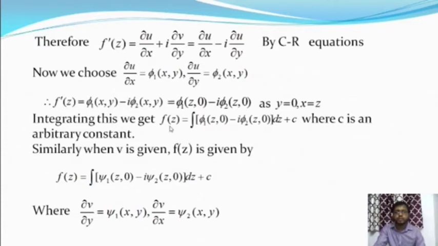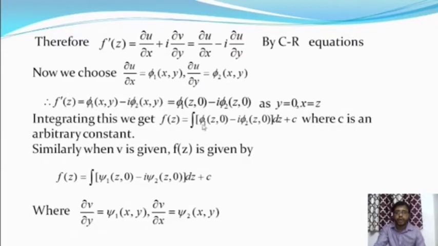So now integrating this, we get f of z is equal to the integration of phi 1 of z comma 0 minus i into phi 2 of z comma 0 dz plus c, where c is an arbitrary constant. That is, from the Milne Thomson method we can find f of z without finding v. This is the function f of z.